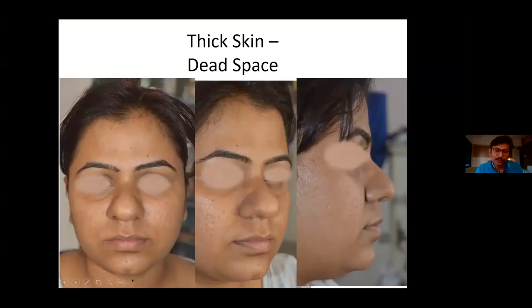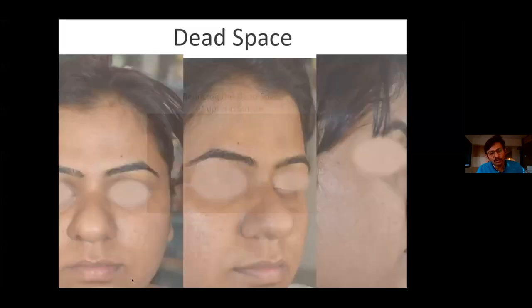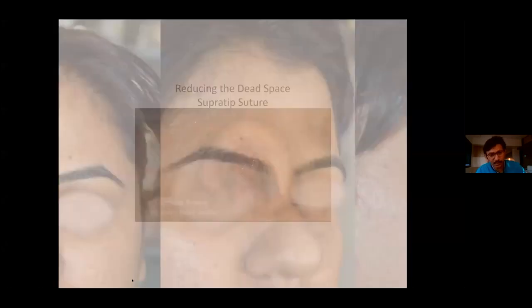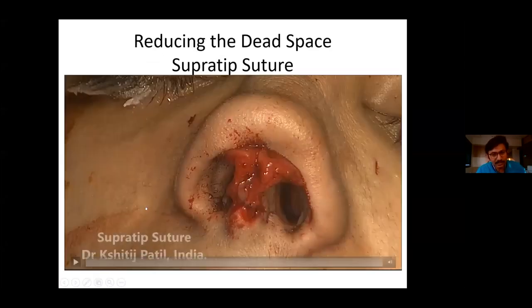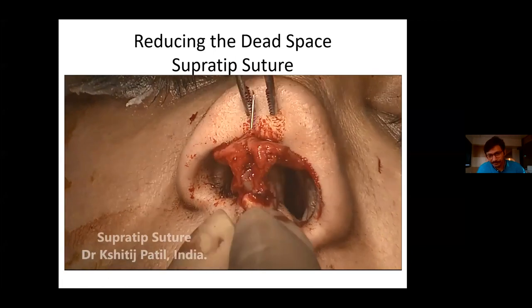Now coming to very, very thick skin, bulbous tip. Whenever you are reducing the cartilage, however much augmentation you do, there is going to be some dead space. So you have to use a suture to reduce the dead space. This is a suture to reduce the dead space in the supratip area, and it is called a supratip suture.